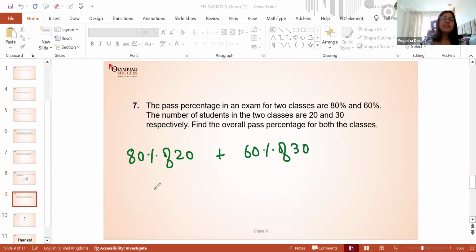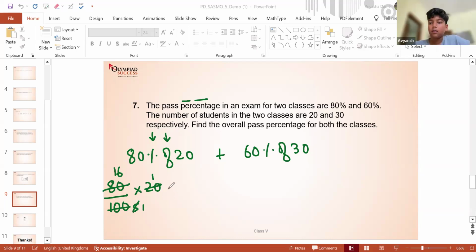Let's see. There are two methods of doing it, Avyansh. First, see, this sign is called the percent, right? Per means divide and cent means 100. So divide by 100. Of in BODMAS means multiplication, 20. So if I go by this calculation, 100 divided by 5 is 20, and then 80 divided by 5 goes with 16. Am I right? Yeah. So that's the actual method of doing the calculation. I got 16 students who passed in this first class.